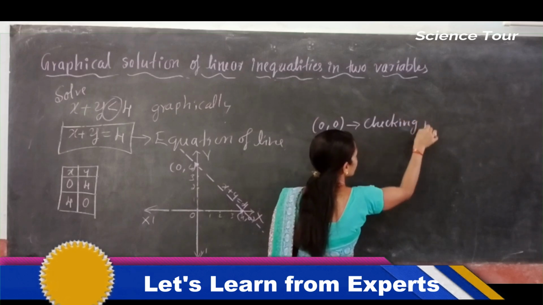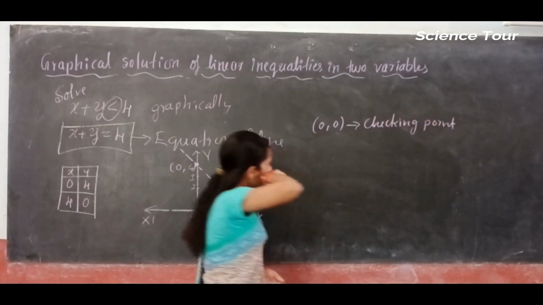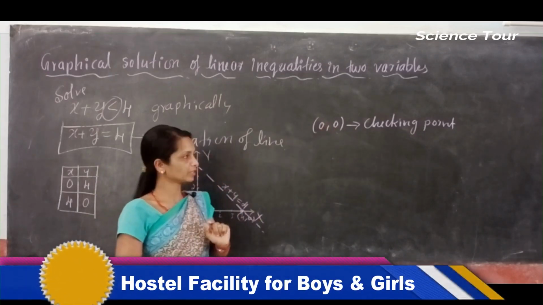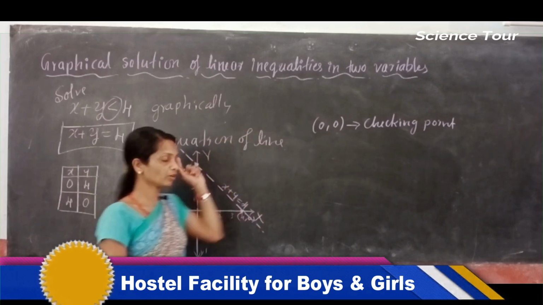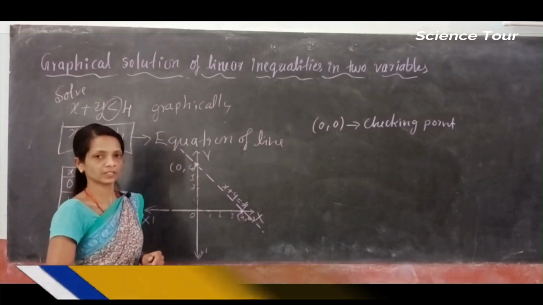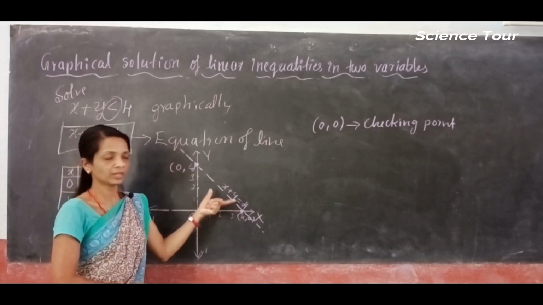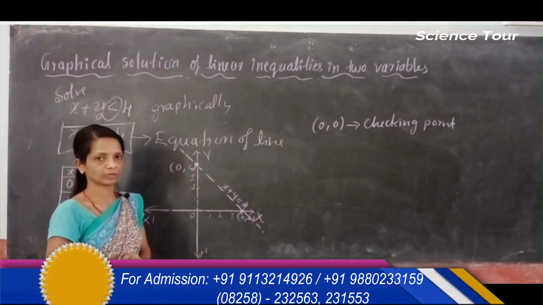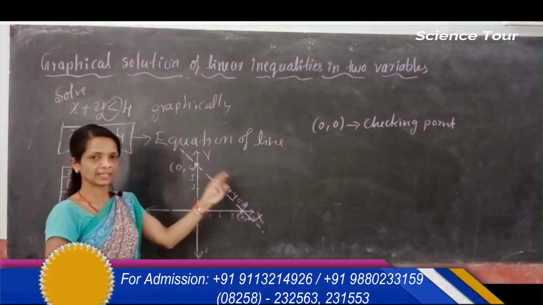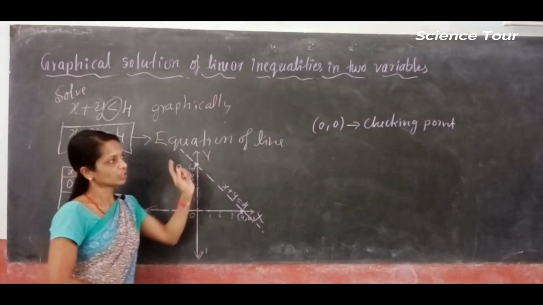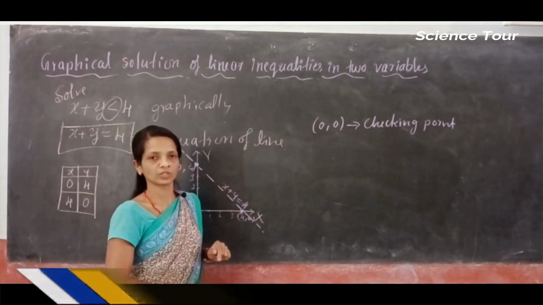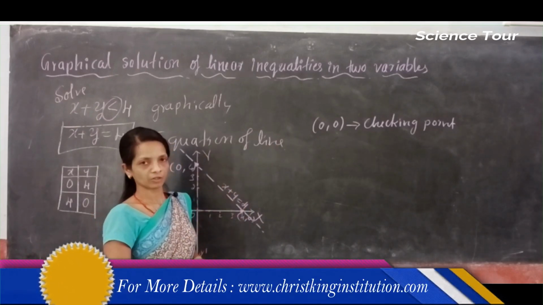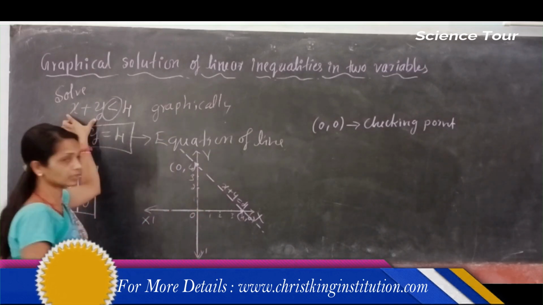I have taken the checking point 0, 0, and the checking point should not be on the line x plus y is equal to 4. Actually you can take any point as a checking point, but it should not be on this line. Any point which is not on this line you can consider as a checking point, but usually we take 0, 0, because that is easier to check than other points. So I have taken 0, 0 as the checking point for this inequality.